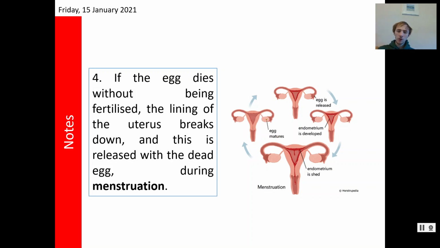But if the egg is not fertilized, then every month we get rid of this lining along with the dead egg, just in case, just to prevent bacteria growing. This is happening between days 0 to roughly 7, about a week. Again, it's very variable. So, we've kind of done the cycle at this point.